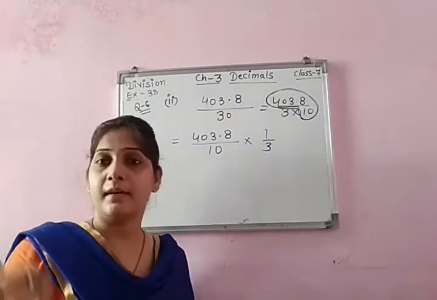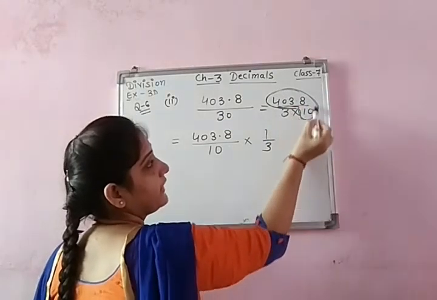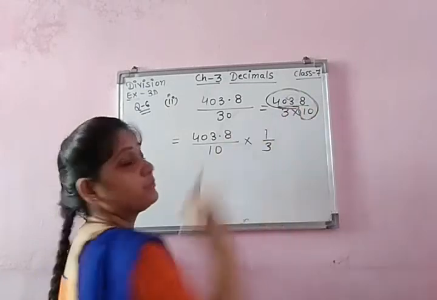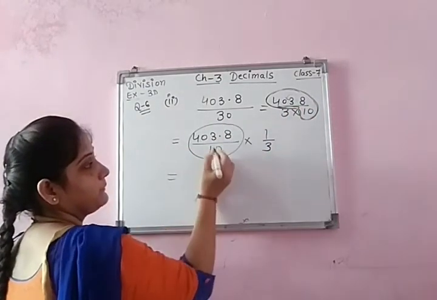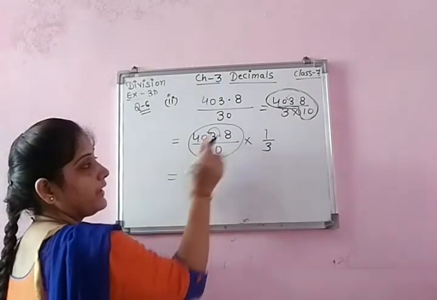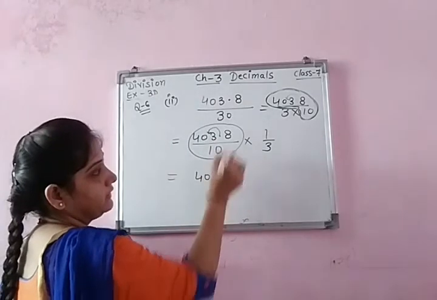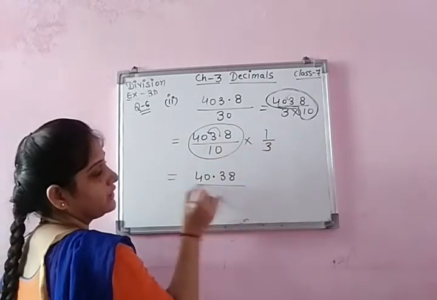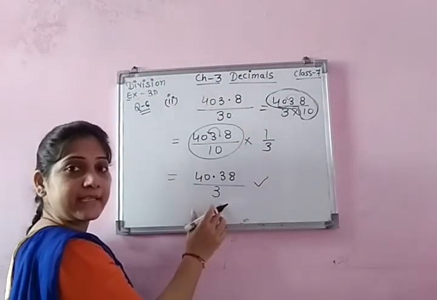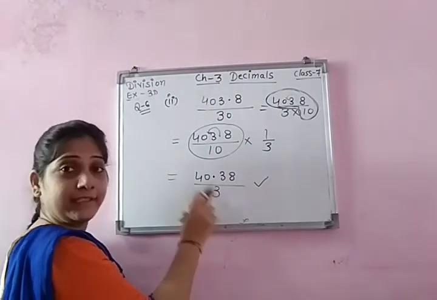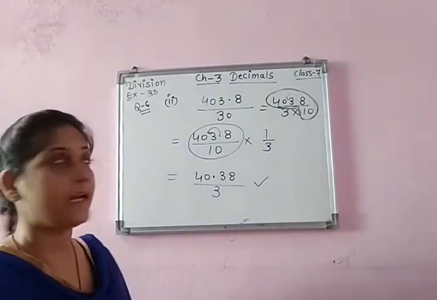What I mean to say, actually, I am solving this because we all know how we can write a number when we are dividing it by 10. So it's a simple procedure. When we divide it by 10, the point will be shifted to the left by 1 place. So it will give me 40.38 when we solve this. And 3 is in the denominator still. So its simplest form is this one. And now dividing by 3 makes your question easy.